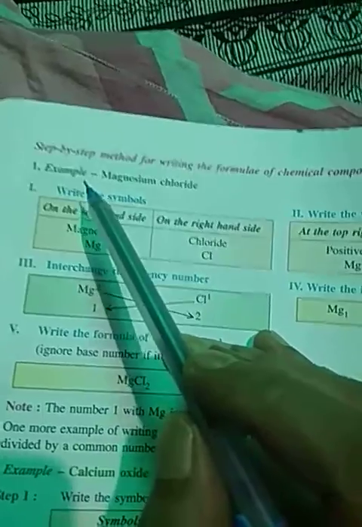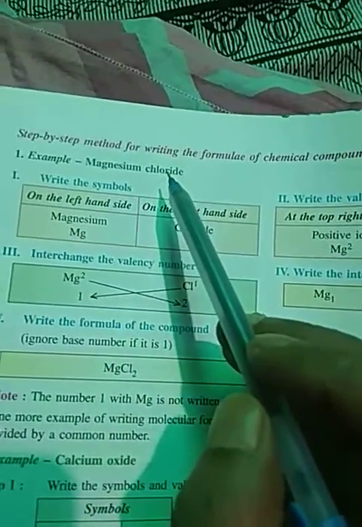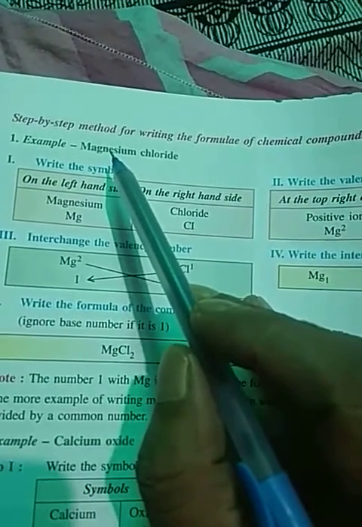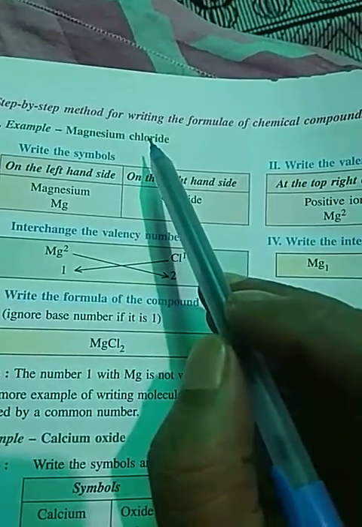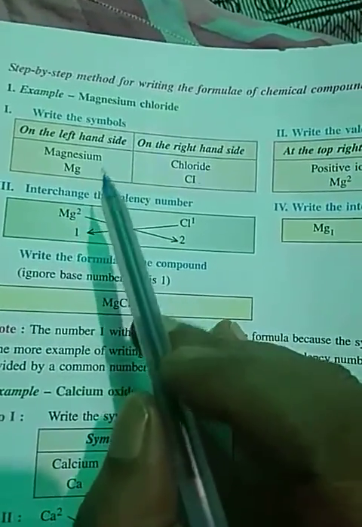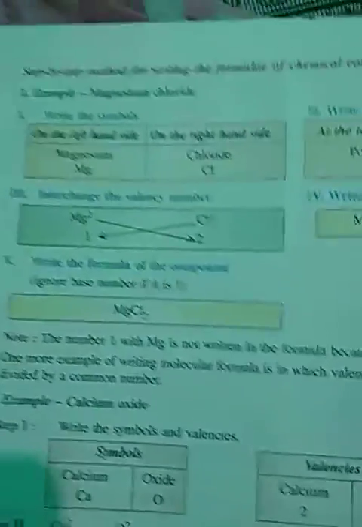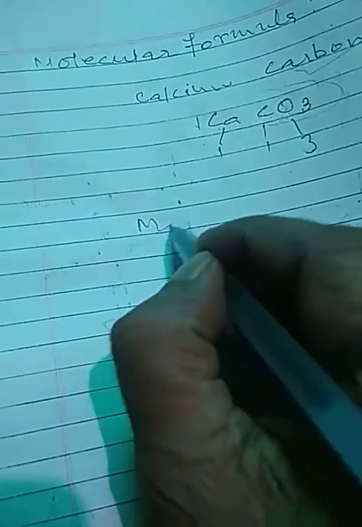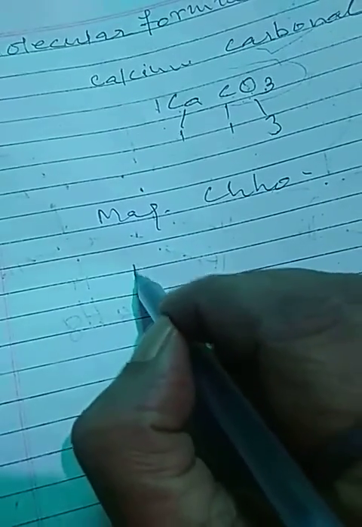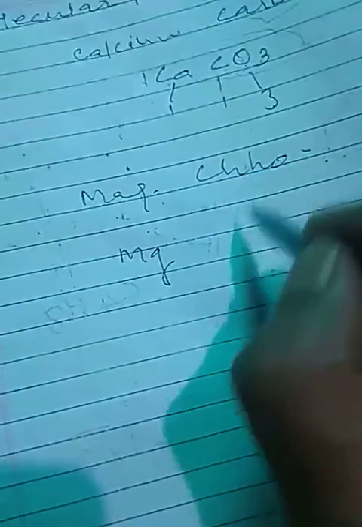Suppose we are supposed to write magnesium chloride. First we will write Mg, the symbol of magnesium, then chloride means chlorine, the symbol of chlorine. So what will it be from the symbolic representation? MgCl. Here it will be magnesium chloride. Its symbol is Mg. Its symbol is Cl for chlorine. MgCl.